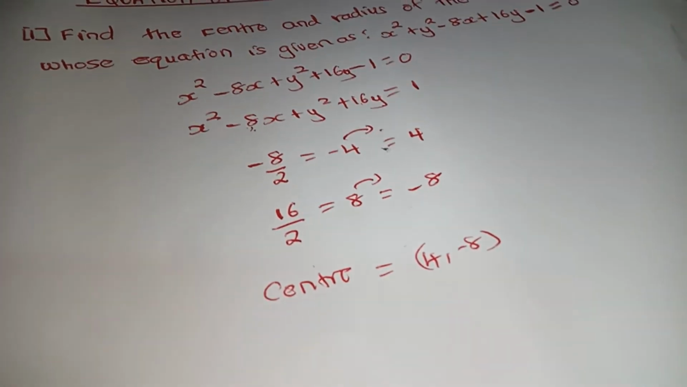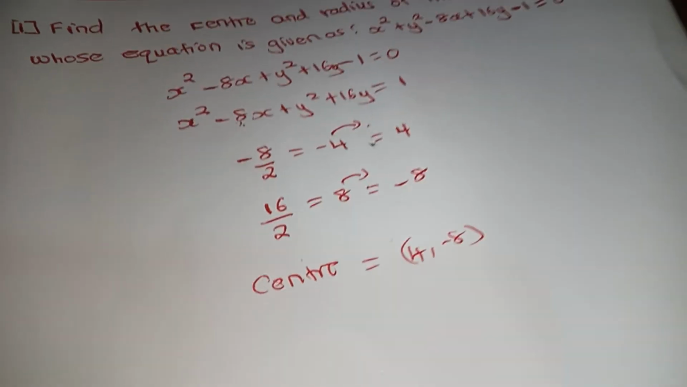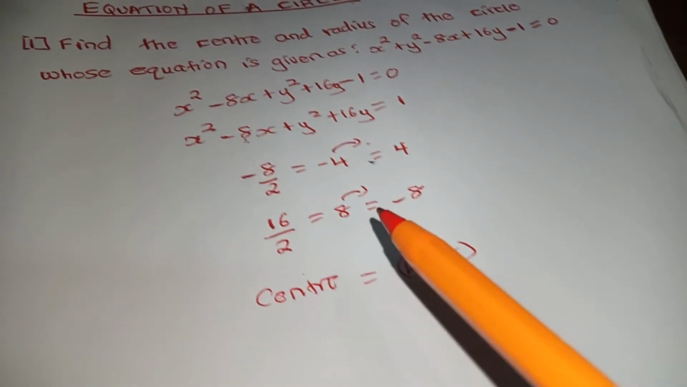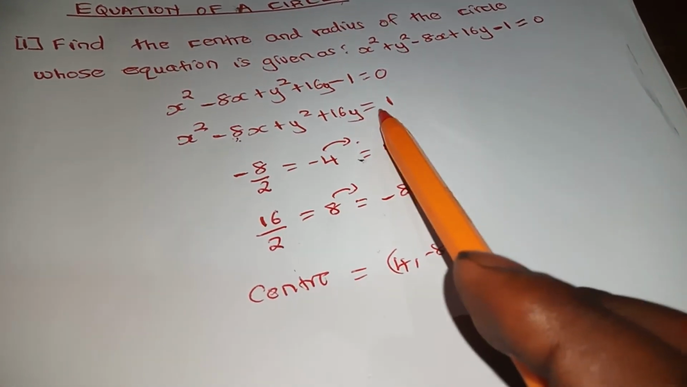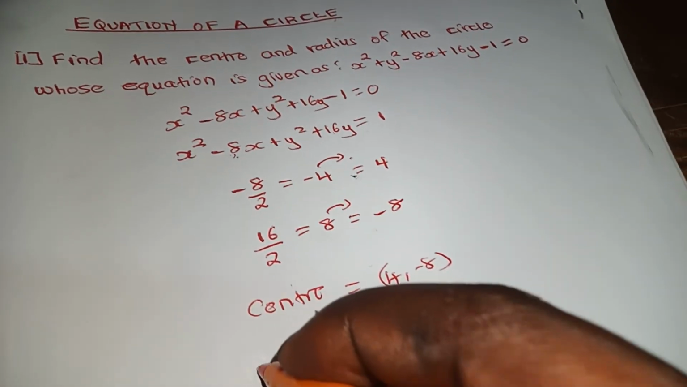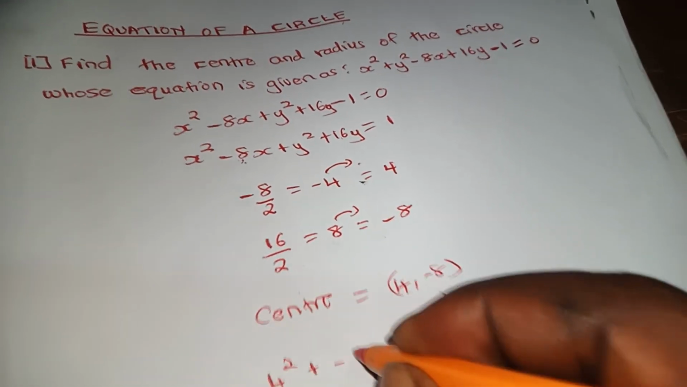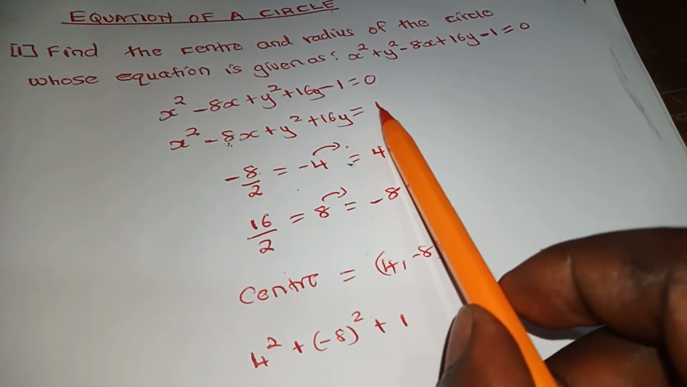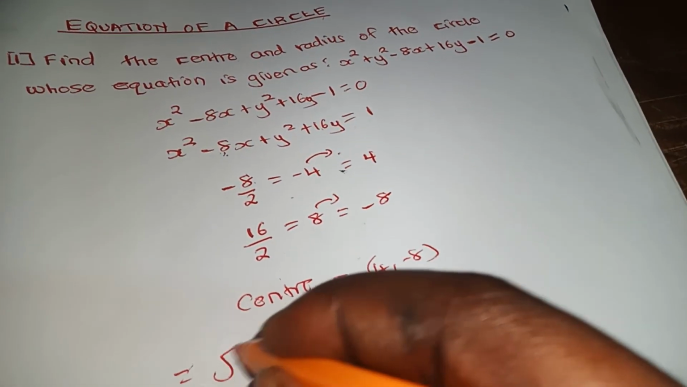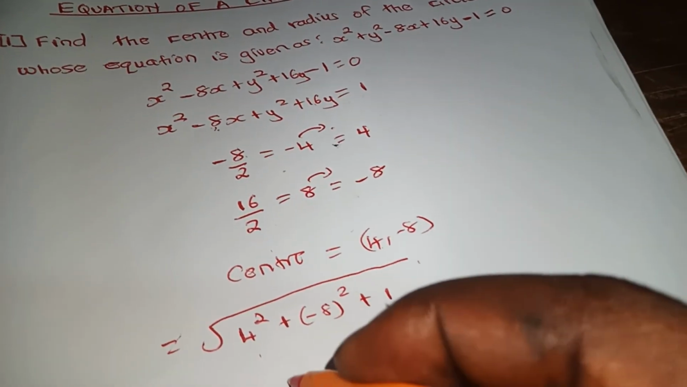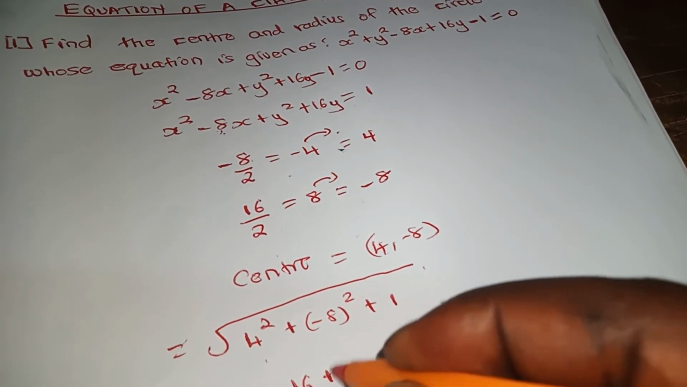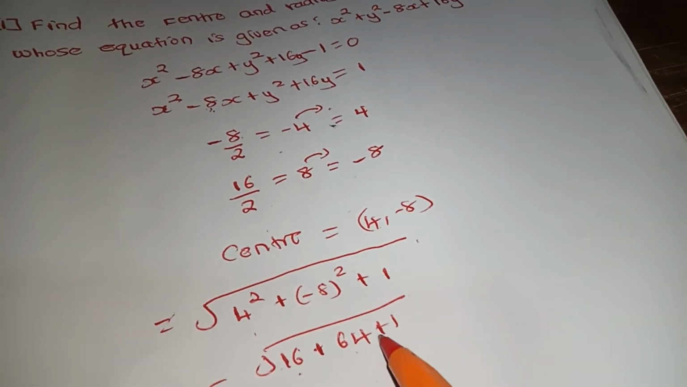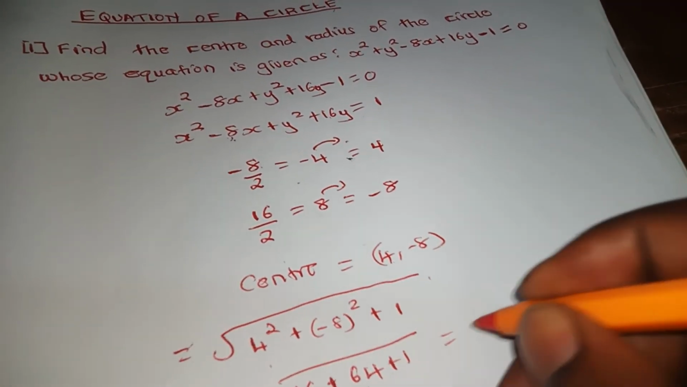I haven't gotten the radius. So for me to get the radius, I just take the center squared plus the value that had crossed the equal sign. So I'm going to take 4 squared plus negative 8 squared plus 1. The 1 is the one that had already crossed the equal sign. Then the whole of this, I'm finding its square root. So this gives me 16 plus 64 plus 1, which is equivalent to 81.